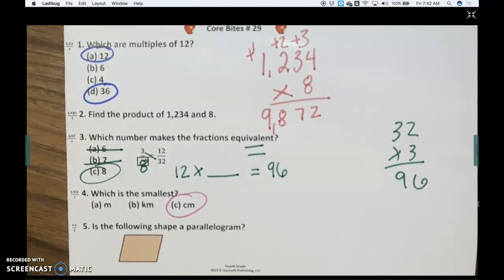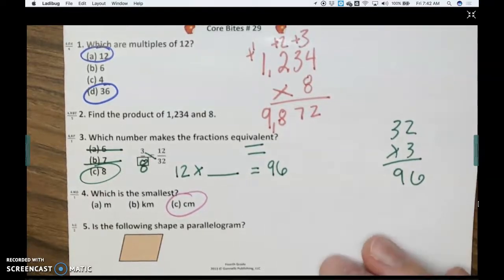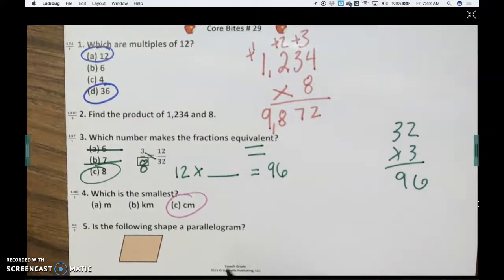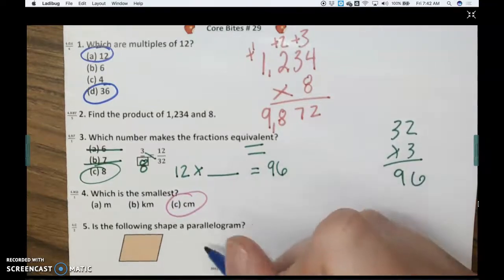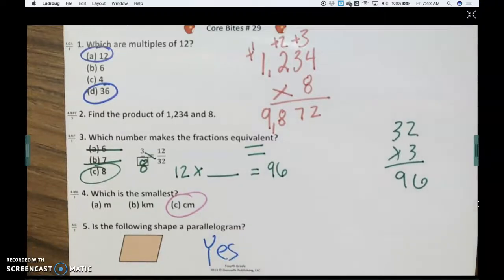Okay, and then your last one says, is the following shape a parallelogram? So a parallelogram is any shape here that has 4 sides, and it's like a square, a rectangle. This would be more like a rhombus. So yes, this is a parallelogram.